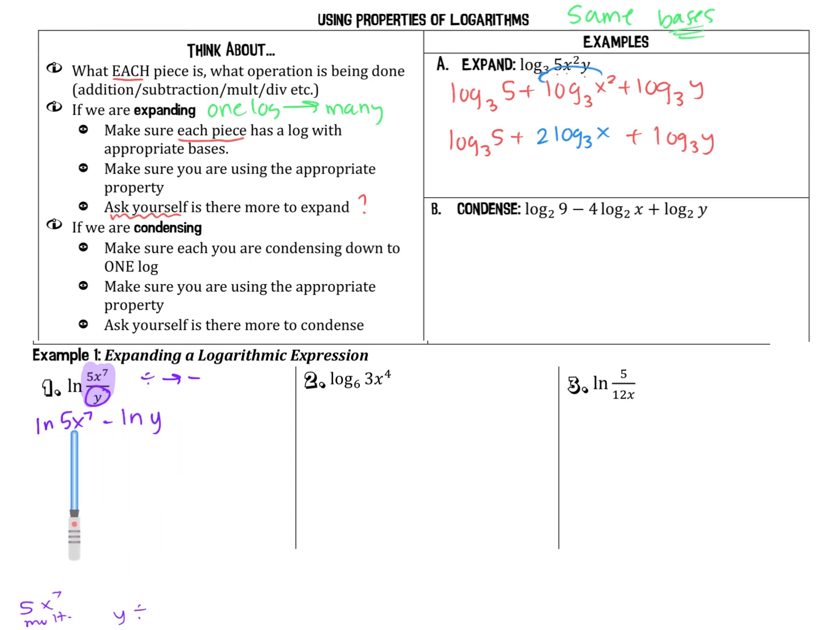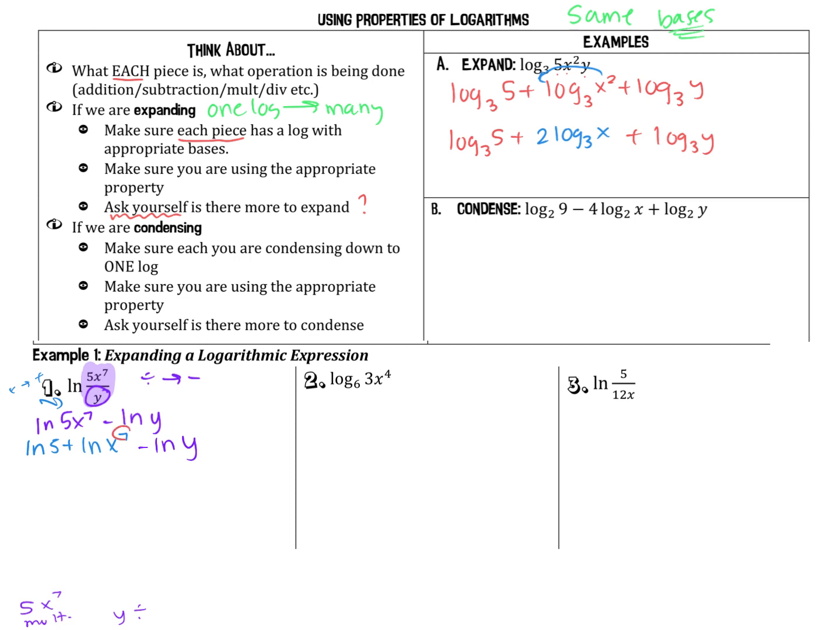So now I'm going to look back here. Natural log of 5x to the 7th. So I have a product happening here. A product can be split. Multiplication is going to go to addition. So natural log of 5 plus natural log of x to the 7th minus natural log of y.